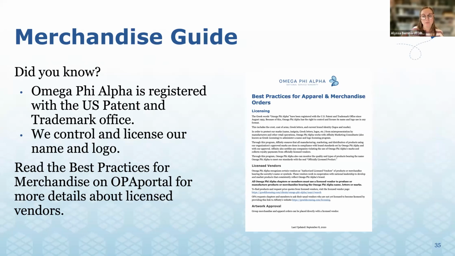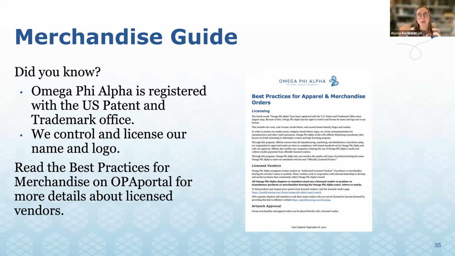But Omega Phi Alpha is a registered trademark. So we control and license that name and the logo. So we often get questions from chapters like, why can't I order from, like, Joe Schmo in the corner? Because they're probably not a licensed vendor. Anyone can become a licensed vendor. So if you work with someone in your college town, that is great. You can ask them to become a licensed vendor. There's a link in this guide, greeklicensing.com/licensing. They can apply to be a licensed vendor there.